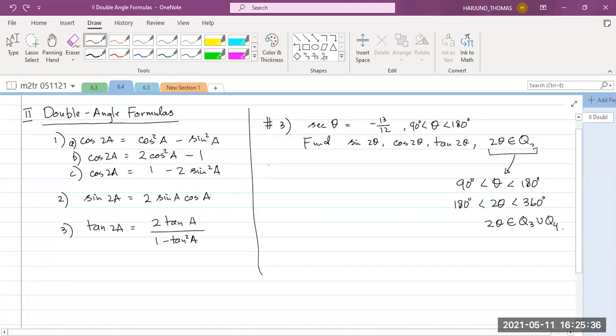Solution. Secant theta is -13/12. Therefore, cosine theta, the reciprocal, is -12/13. Now, look at the reference angle and do the right triangle.